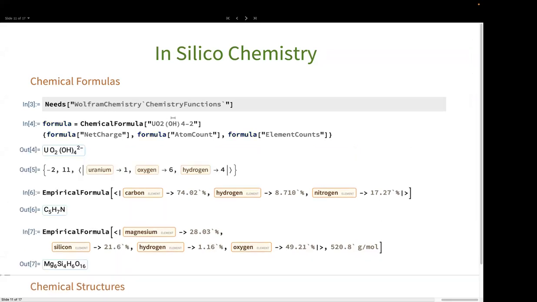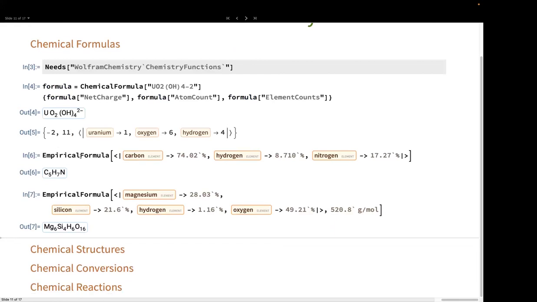We can work with chemical formula objects. We can solve empirical formula problems in the classic way, where either you have percentages or possibly a molar mass, and we can figure that stuff out.